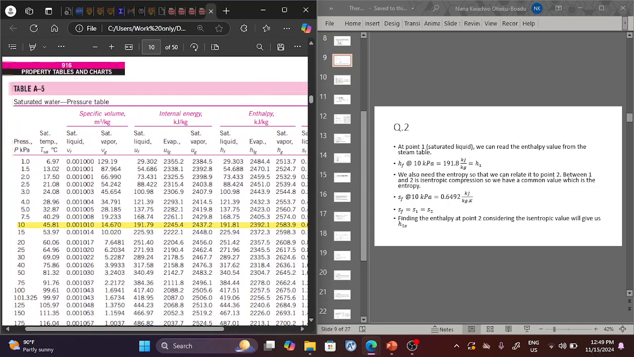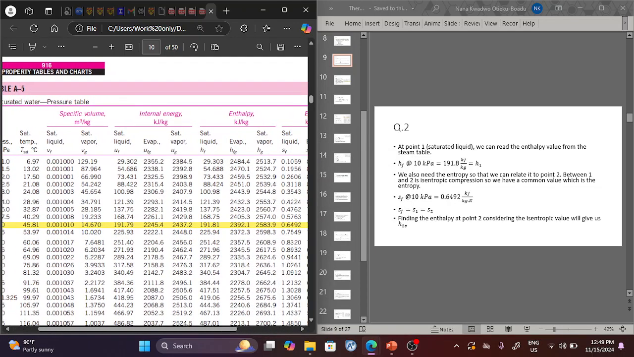Now, if we want to find the HF at that point, HF is here, so that's the 191.8. So that's how we came up with this value, right? And we also need the entropy so that we can relate it to point 2. So I'm going to show us another two ways to do things.